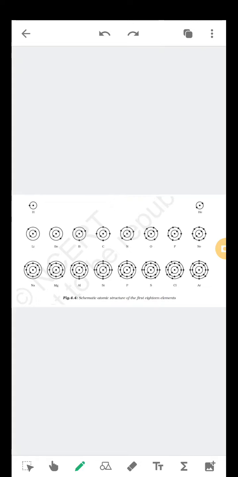So for this you need to remember all the atomic numbers of each and every element. This is very very important, I told you.